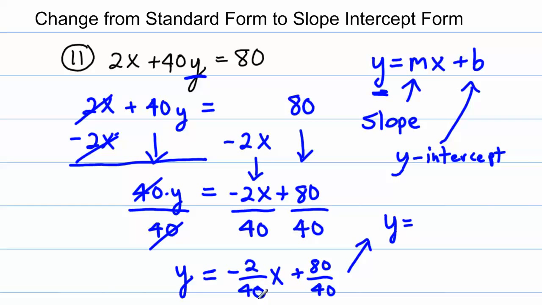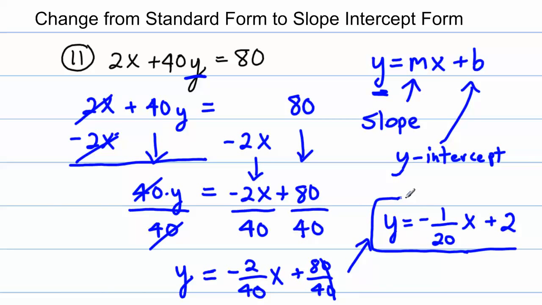Negative 2 over 40 simplifies to negative 1 over, these are both even, so 2 goes into both of those. So negative 1 over 20 times x, so that's the slope. And then plus, and then 80 over 40, you can divide both by 10 and get 8 over 4, and that simplifies to 2. So here's our final answer, y equals negative 1/20th x plus 2.